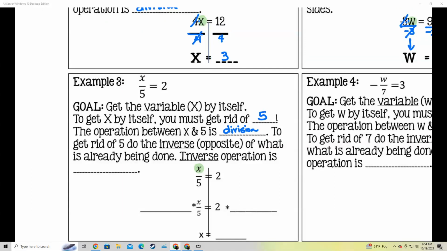do the inverse or opposite of what is already being done. The inverse operation of division is multiplication. So in this case, we are going to multiply both sides by 5. When I multiply the left by 5 and the right by 5, these 5s are going to cancel.